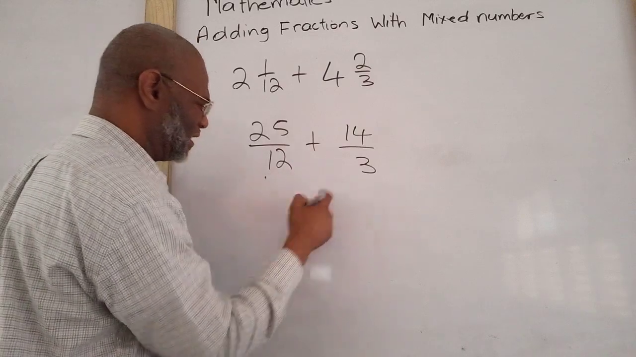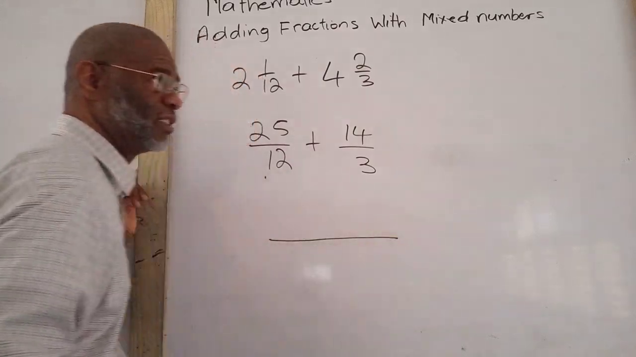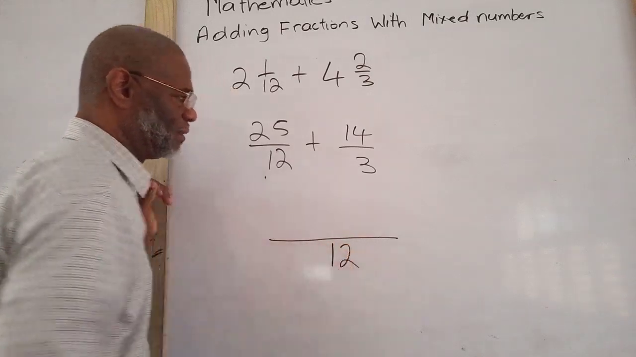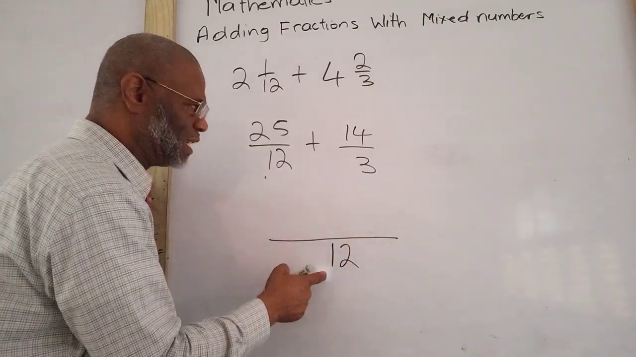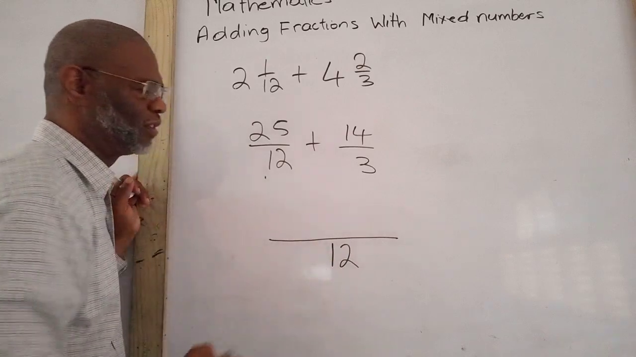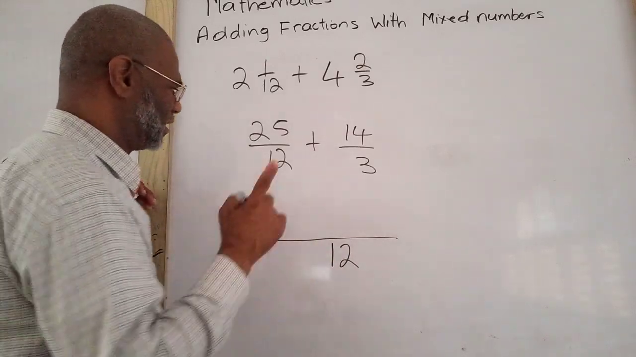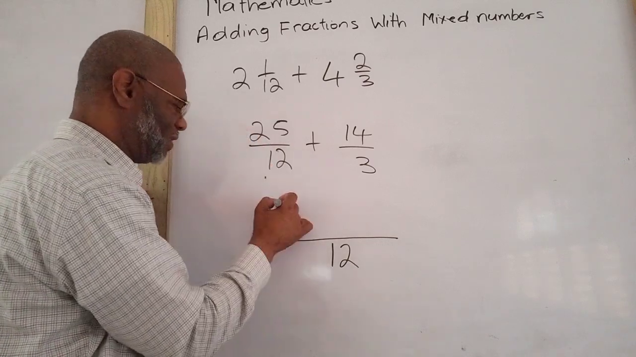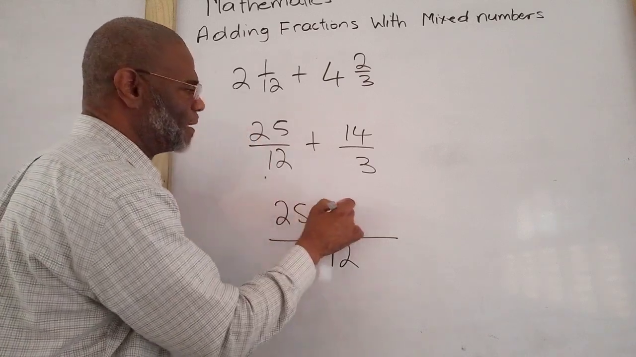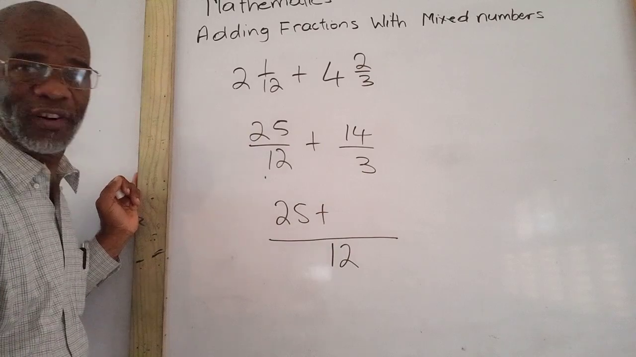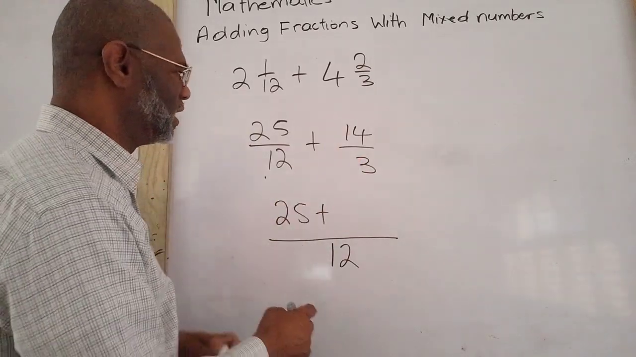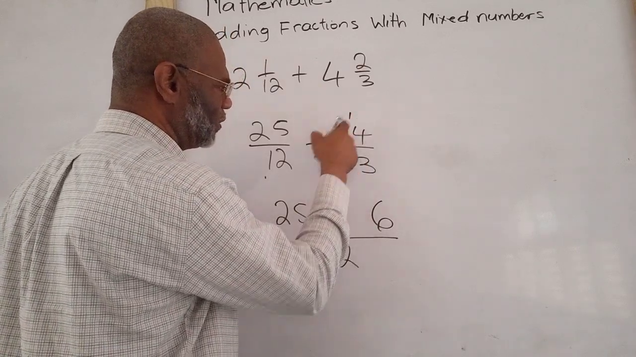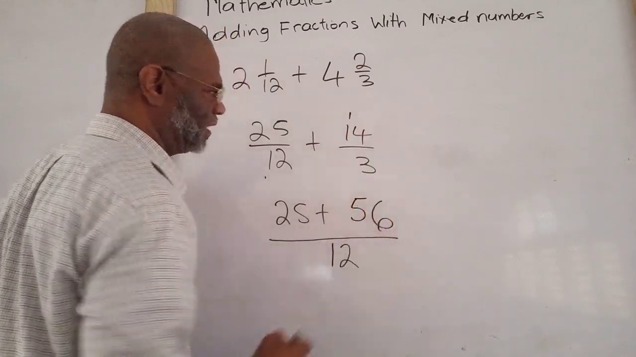Then we find the LCM of 12 and 3. Now the LCM of 12 and 3 is 12, because 12 will go into itself 1 time, 3 will go into 12 4 times. So let's go ahead. 12 into 12 is 1. 1 times 25 is 25. Plus 3 into 12 is 4. And 4 times 14 is what? 4 times 4 is 16, 1 4 1 4 and 1 is 5. So that's 56.